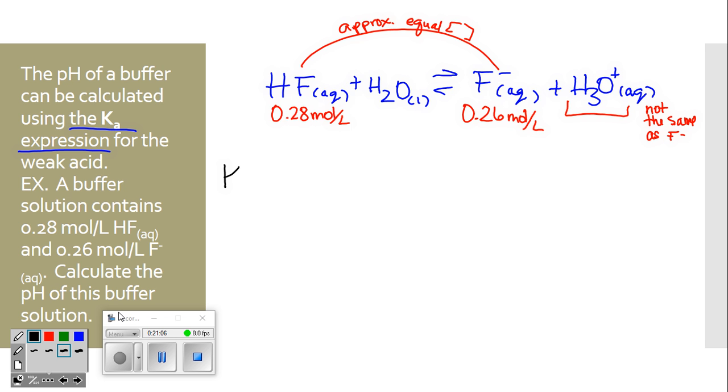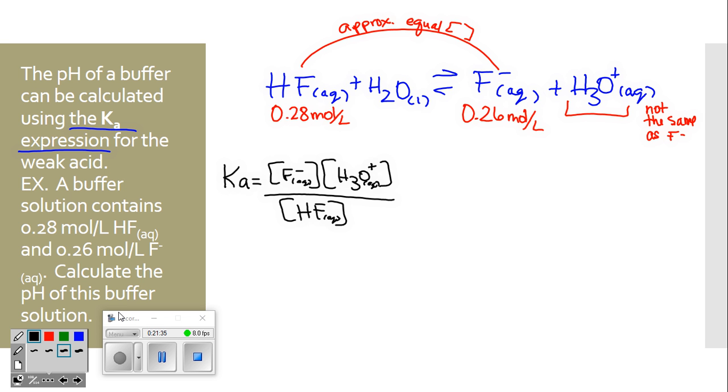Now, if I think about what the Ka expression would be, products always on the top, reactants on the bottom. Now, I'm leaving out water. Can someone remind me why I leave out water? Because it's a liquid, and I only include them if every single thing is a pure liquid. All of the others are aqueous, so they get to be part of Ka.